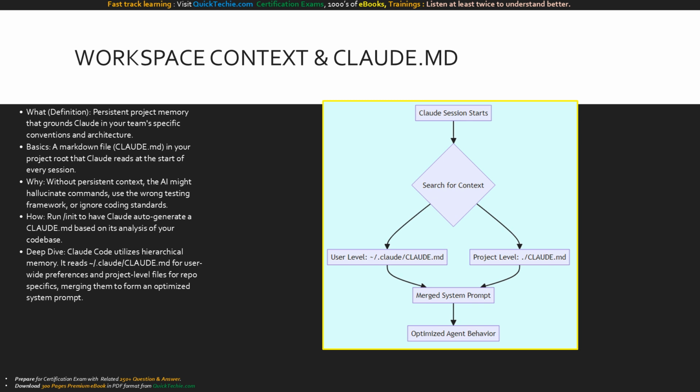Here is how Claude strategically loads its memory. When a session starts, the engine searches the directory tree. It pulls from the user-level file for your global personal preferences and the project-level file for team-wide architectural rules. It merges these into a combined system prompt. This hierarchical context guarantees that Claude always exhibits optimized behavior tailored exactly to your current repository.